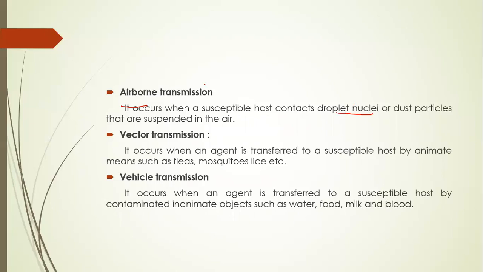Okay, then vector transmission means it occurs when an agent is transferred to a susceptible host by animate means such as fleas, mosquitoes, etc. Okay, so here some kind of organisms or objects can be considered as vectors for transmitting or transferring these infectious organisms.